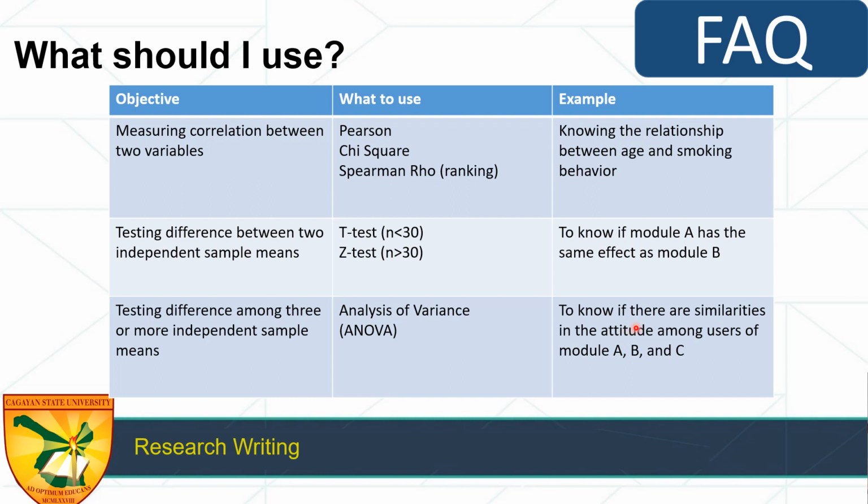So to know if there are similarities in the attitude among users of module A, B, and C. There are a lot more different tests that you can use depending on the type of your problem or your objective, and you can check out your handout for that. And if you have a statistician, you can also ask what is the best statistic or test to use for my objective.